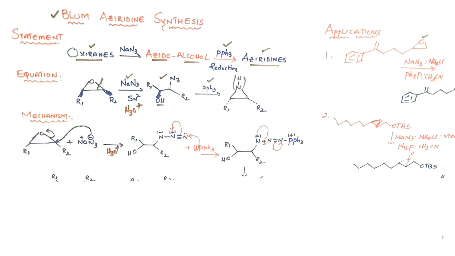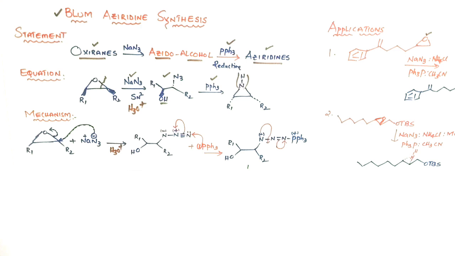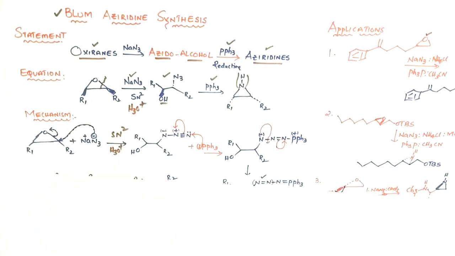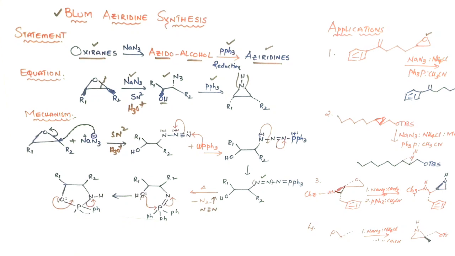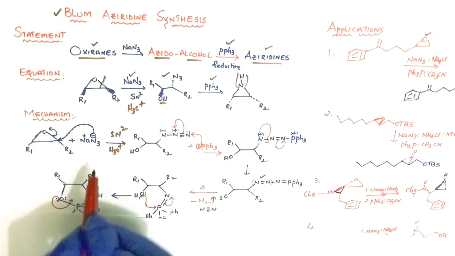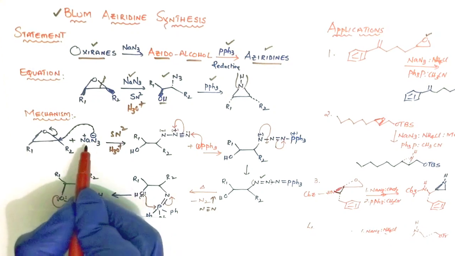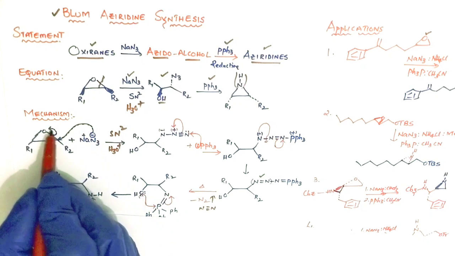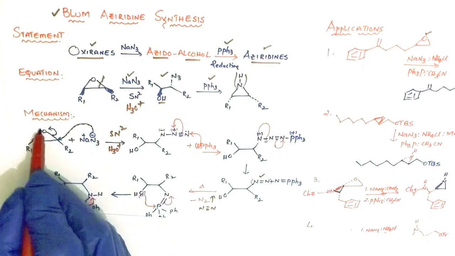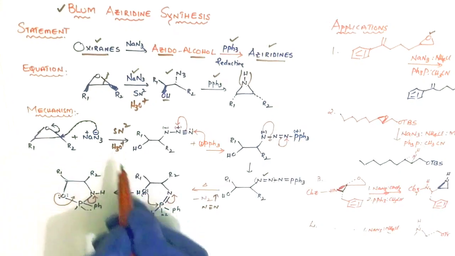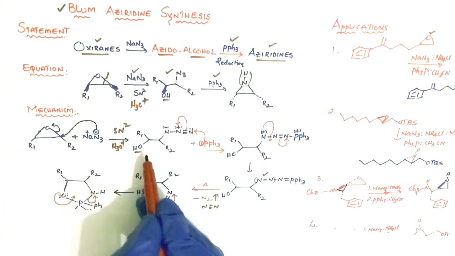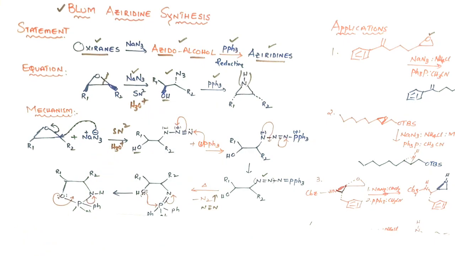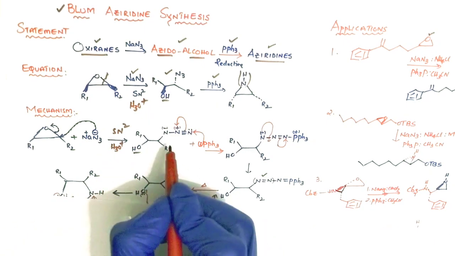Okay, let's see the mechanism. So initially what is happening? SN2 reaction we are observing. Okay, nucleophilic substitution bimolecular mechanism. Here the nucleophile is N3 minus. So N3 minus is approaching this carbon. This C-O bond is subjected to cleavage. Oxygen will take the negative charge, subjected to hydrolysis. Thereby we are converting that one into OH. This is azido alcohol.